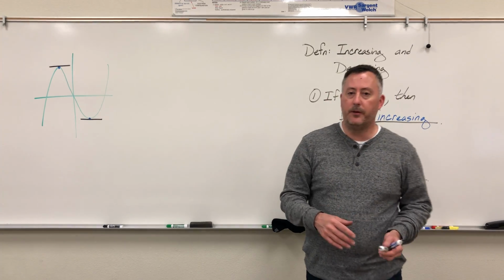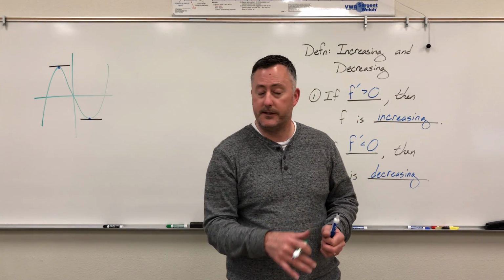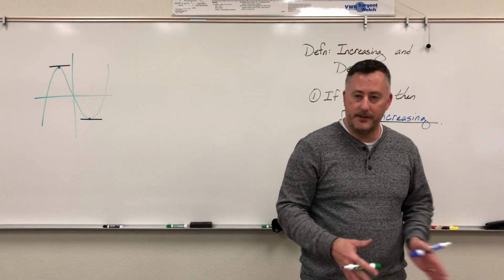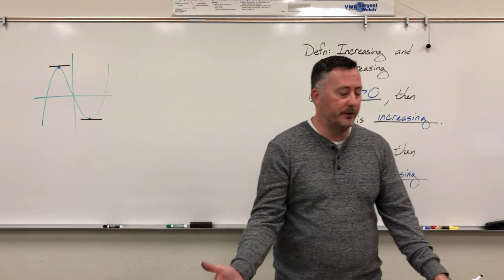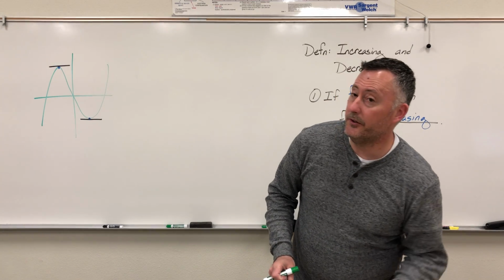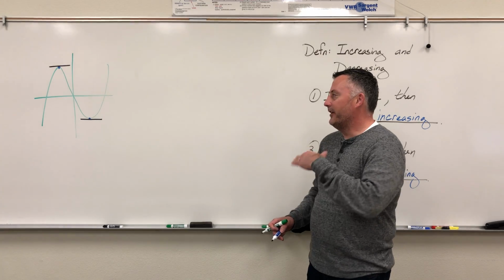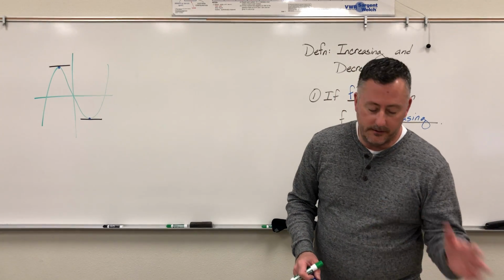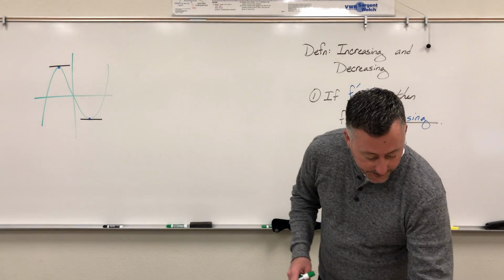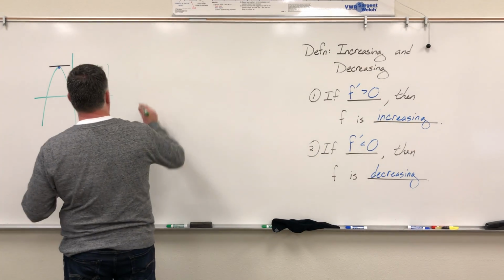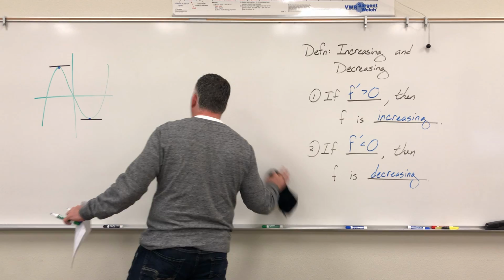Well, we talked about that previously in a previous section. What were those things called again when the derivative was equal to 0? Critical numbers. So critical numbers are going to be critical in trying to figure out the increasing and decreasing and all sorts of stuff. So let's look at an example from example 1.